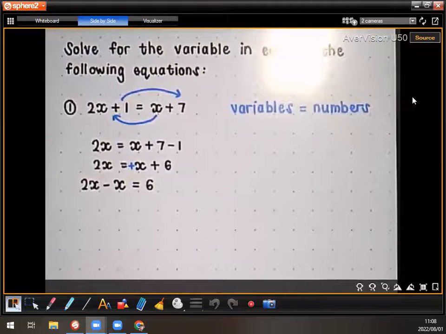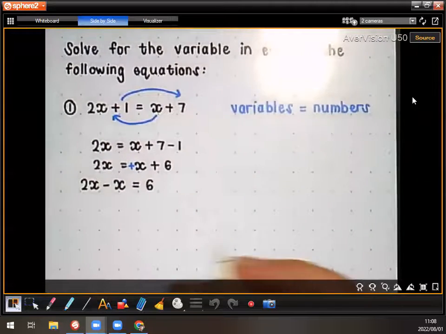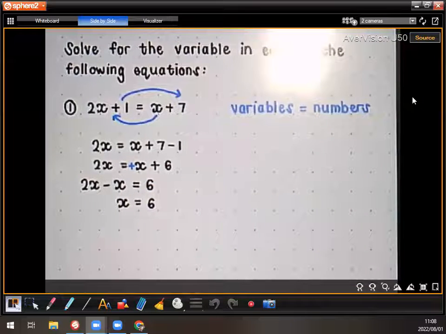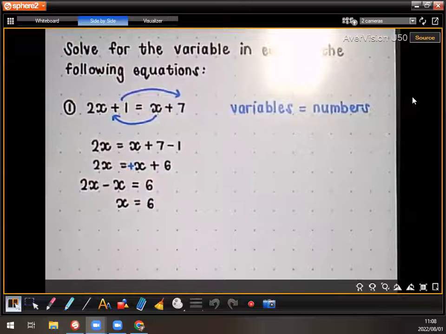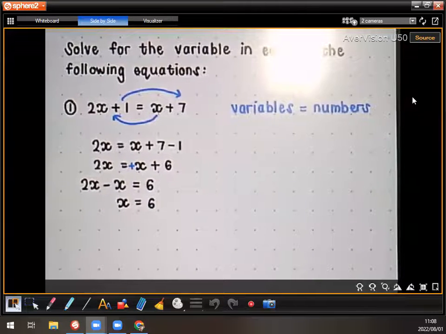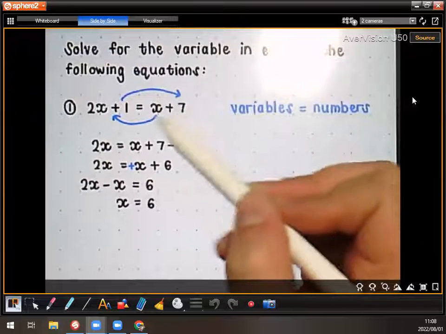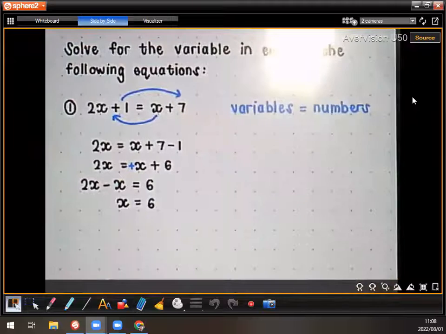Okay, what is 2x minus x, guys? X equal to 6. There we have our answer. Right? Variable equal to a number. Okay, so it's the same concept, guys. We now just need to apply that concept of doing the opposite operation to when we have a variable on the side as well. Okay, let's do another one.